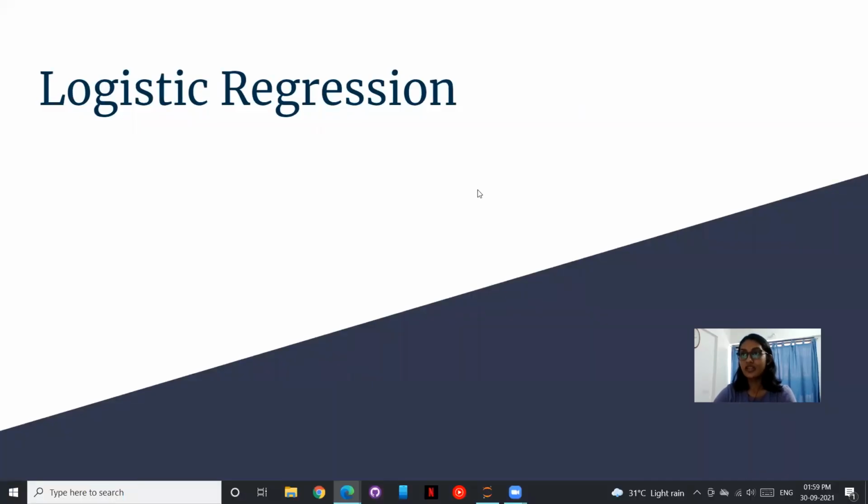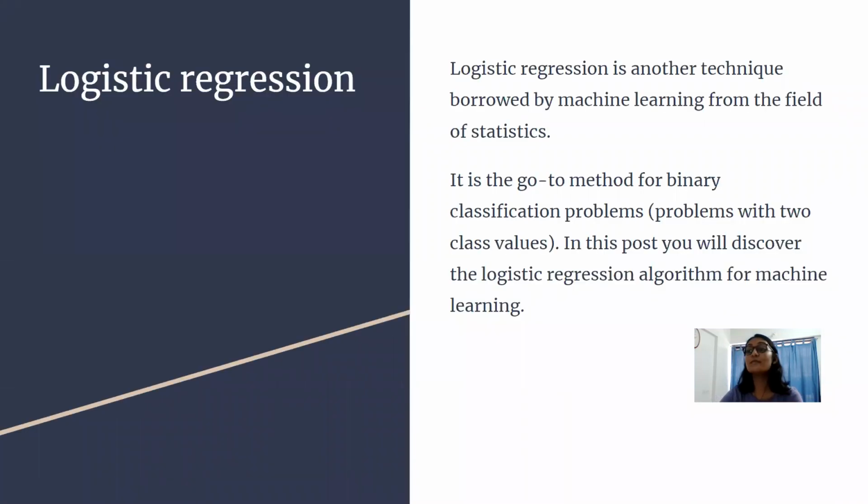Hello everyone. Logistic regression is a method for classifying the data in machine learning. Logistic regression is generally used when we have to classify the data into two or more classes. One is binary and the other is multi-class logistic regression.